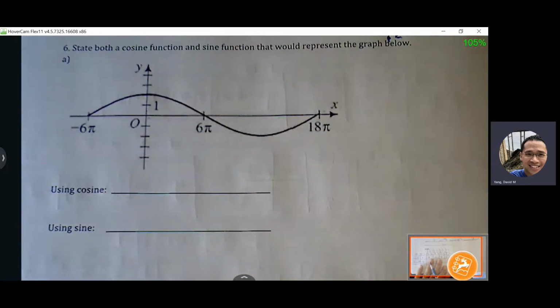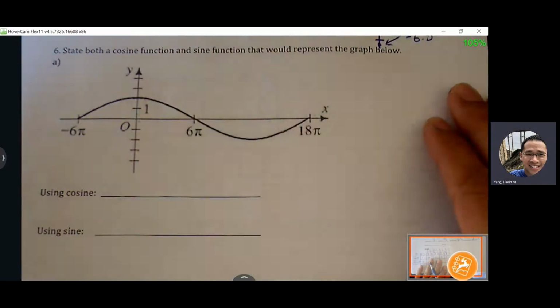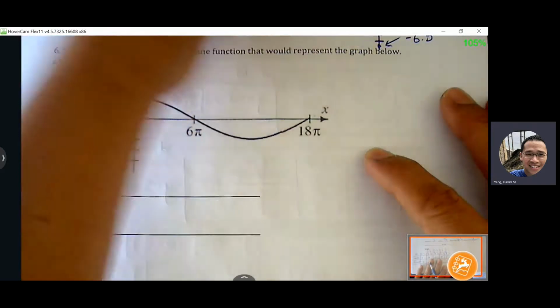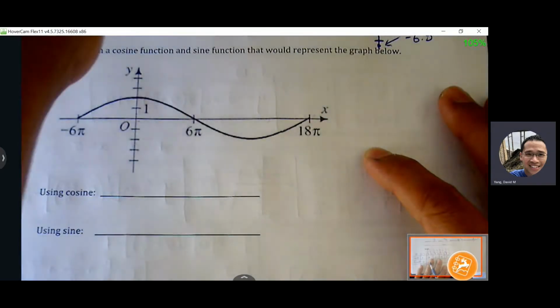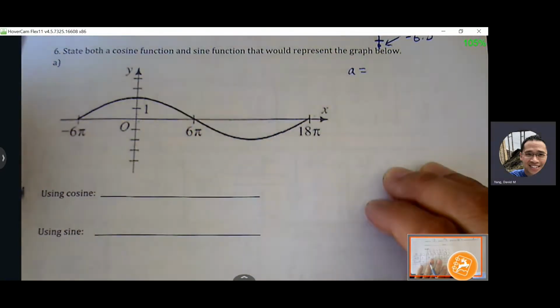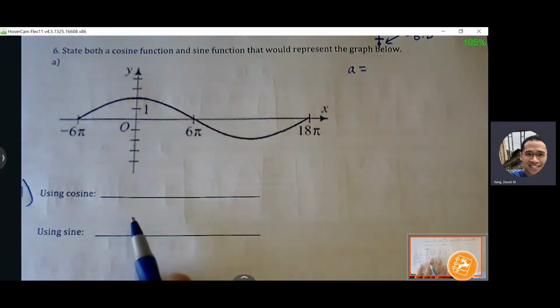Okay, so we know this looks like cosine, so we know if we do cosine first, there's not going to be any phase shift. But we have to figure out the A value and the B value. Okay, so we'll do cosine first. What's the A value?